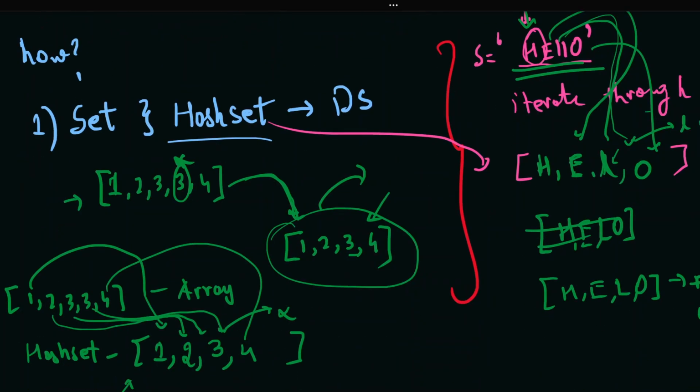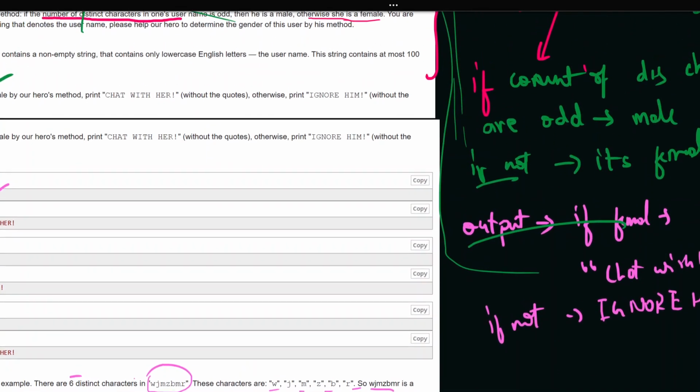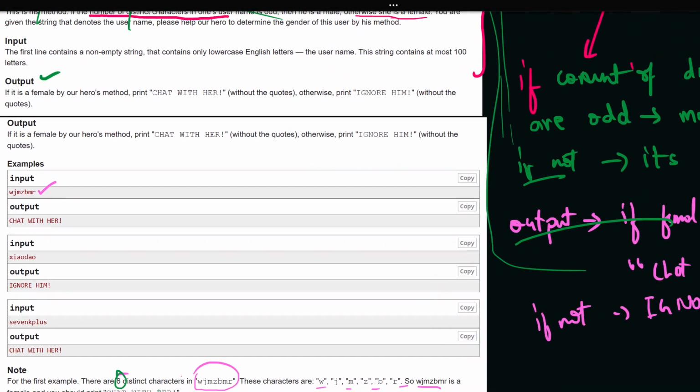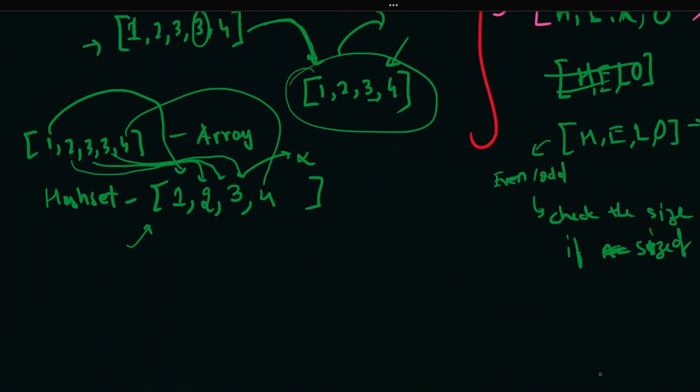Correct? Now we have to check if the number is even or odd, right? Simple. What you are going to do is check the size. If n, the size of the set, is even, what will happen? Then you'll output "Chat with her." If n is odd, then you'll output "Ignore him."